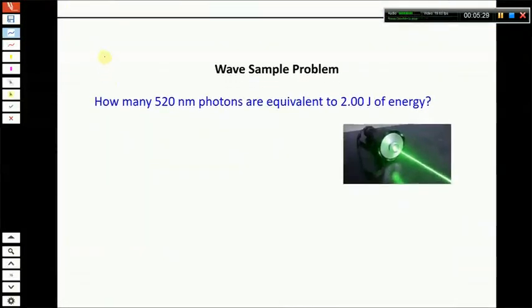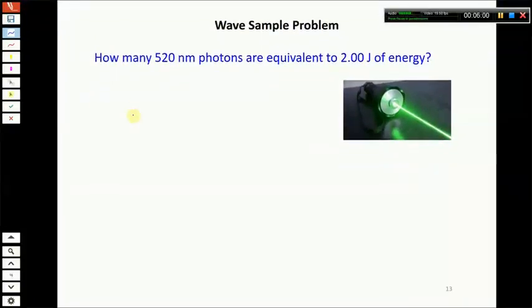We're just taking things a little bit further here. As we saw in the last problem, the energy that we calculate using E equals h times nu, or E equals hc over lambda, is the energy of a single photon. Now let's suppose we want to produce 2 joules of energy using 520 nanometer light. If you have a green laser pointer, the wavelength is going to be about 520. That's the middle part of the visible spectrum. And if we wanted to generate 2 joules from that, how many photons do we need? So this takes things a little bit further than we did last time.